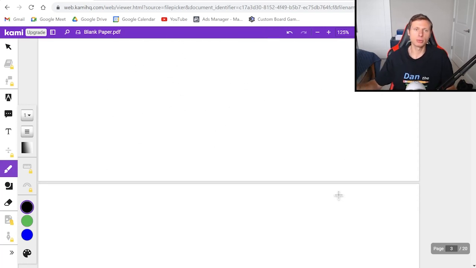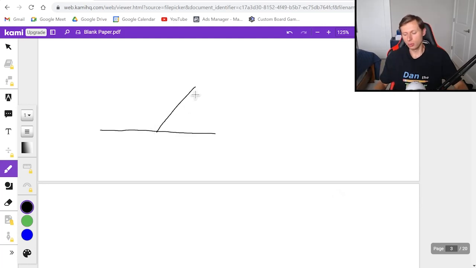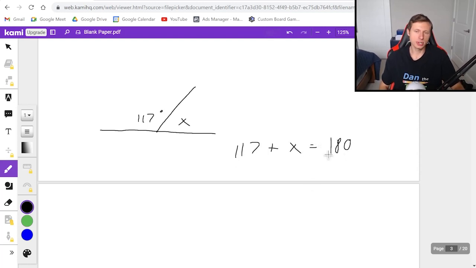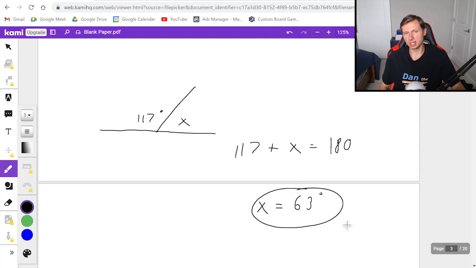Remember, supplementary angles add up to 180, not 90. So for the first one here, we have a 117 degree angle, and this one we'll call X, it's the missing one. Same idea: 117 degrees plus the missing angle X is equal to the total, which for supplementary is 180. All you have to do is subtract 117 from both sides. It looks like you're going to get 63 degrees for your missing angle.